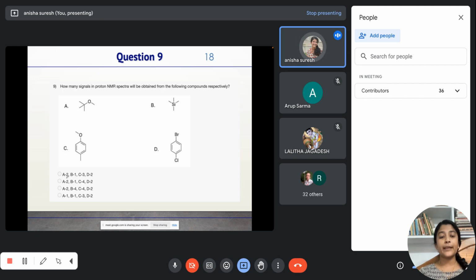Option A: A has 2, B has 1, C has 3, and D has 2 proton signals. Option B: A has 2, B has 1, C has 4, and D has 2 proton signals. Option C: A has 2, B has 4, C has 4, and D has 2 proton signals. And finally option D: A has 1, B has 1, C has 3, and D has 2 proton signals. So, what is the correct answer for this question?